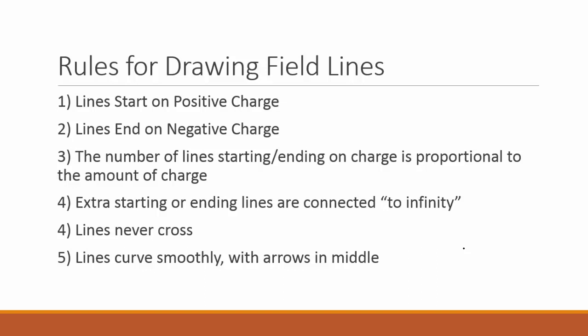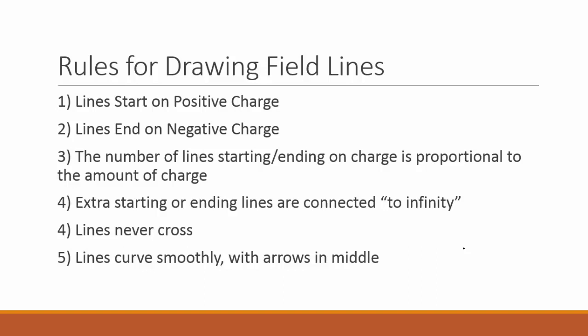So if I had a positive 3 microcoulomb charge, to use a relevant unit, and a negative 6 microcoulomb charge, and I had 3 lines coming out of one, I should have 6 ending on the other. That should be the correct ratio. It could be 6 out on one and 12 in on the other. It still has to be a factor of 2 because there's twice as much charge.